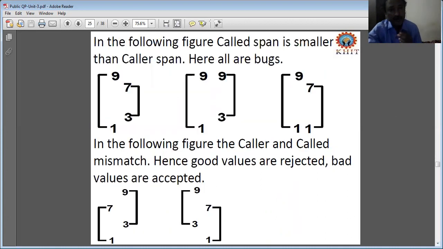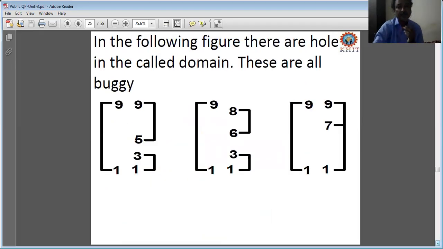Now, in the following figure, the called span is smaller than the caller span. Here they are all bugs, that is 1937, 1939, 1917. In the following figure, the caller and called mismatch, hence good values are rejected and bad values are accepted here: 1739, 3917. In the following figure, there are holes in the called domain. These are all buggy. Hole here, 351 hole, here 361 hole, here at 7 there is a small hole.